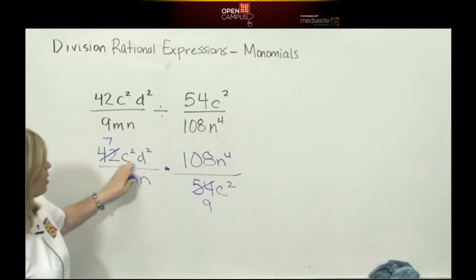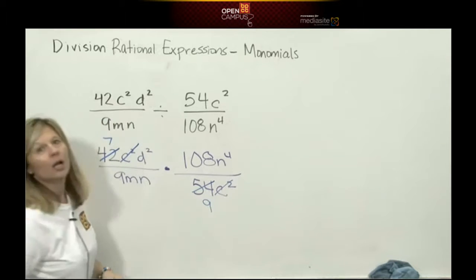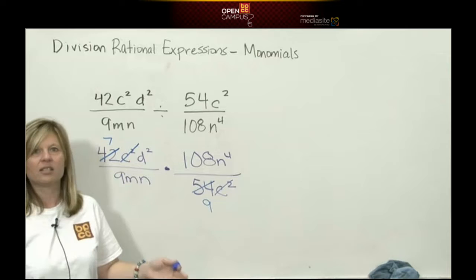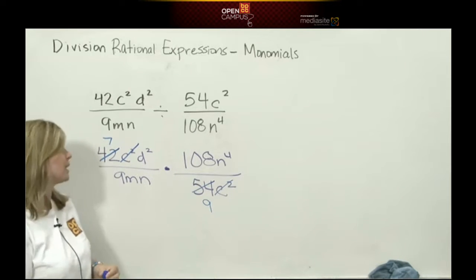I have a c squared and a c squared. Well, I'm dividing the exact same variable. That will cancel out. We've discussed that. That's really c to the 0, which is 1. We don't need to write the 1 because it's connected by multiplication.